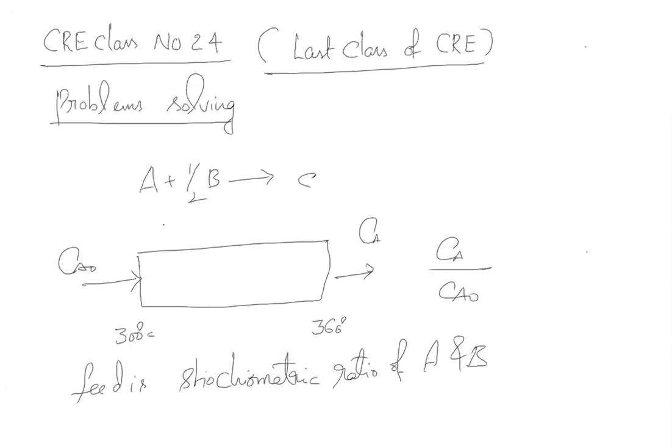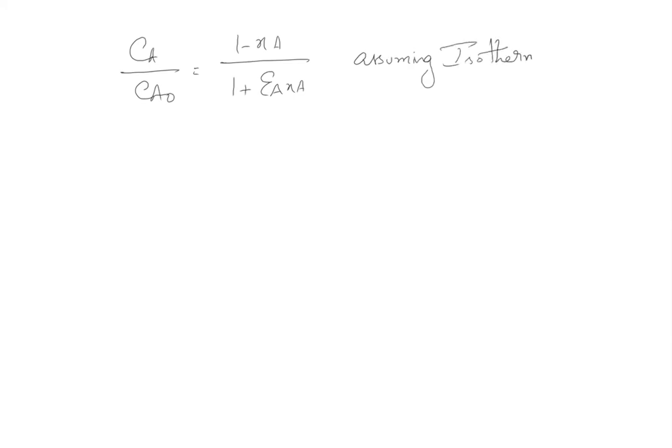So how do you solve this problem? What is the rate expression? CA by CA naught is equal to 1 minus XA by 1 plus epsilon A XA. This is assuming isothermal conditions, if there is no change in the temperature.